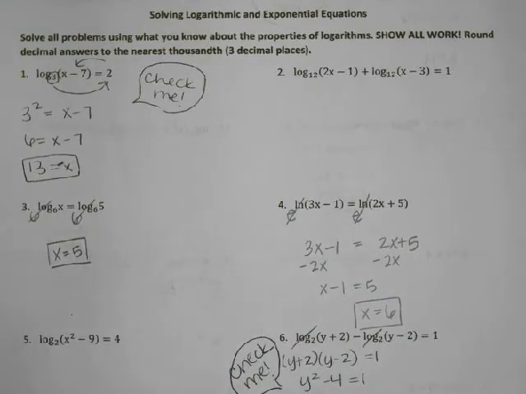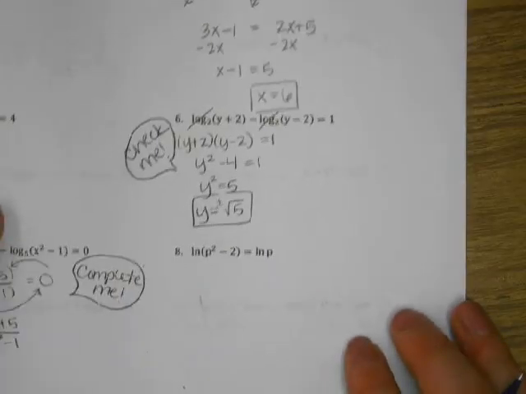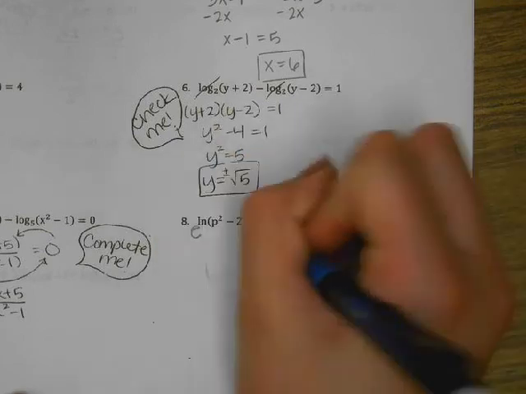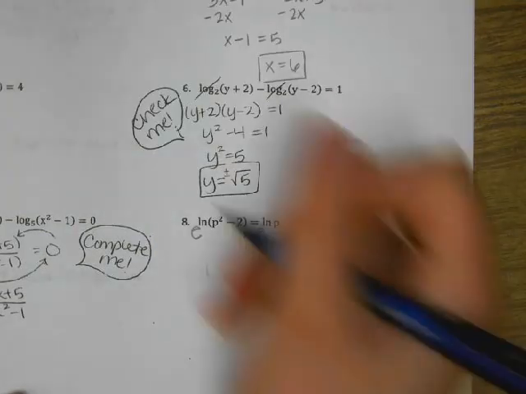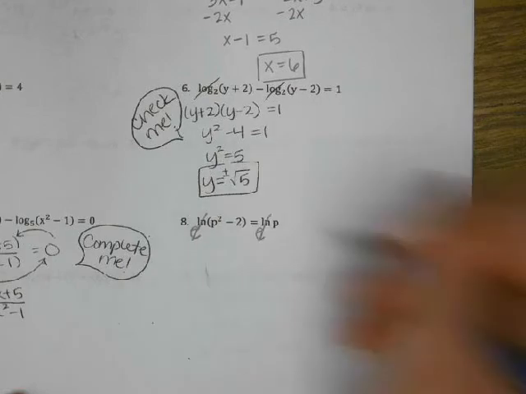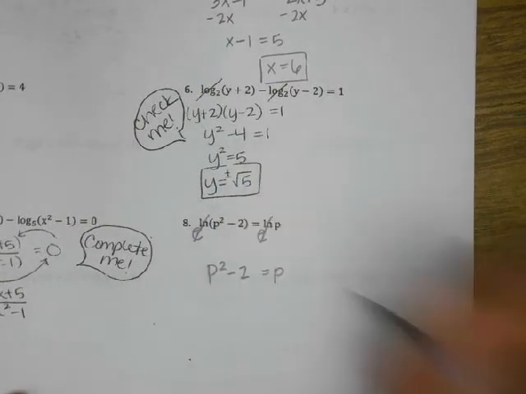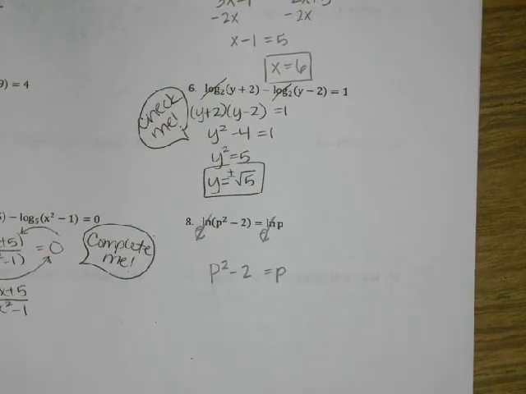All right, we're also going to look at number 8. So again, we've got ln's this time. So the base that I need is an e. So e to the ln, e to the ln, and those cancel. And we get p squared minus 2 equals p. So here we've got a quadratic to solve. And if you remember, we have 2 solution methods for quadratics. We can use the quadratic formula, or we can factor.